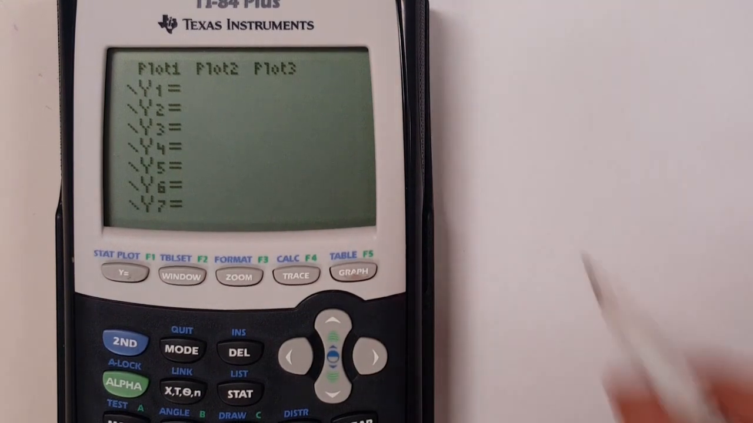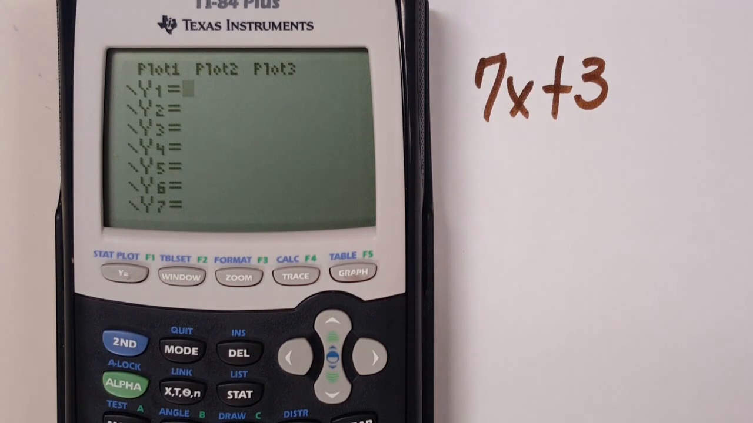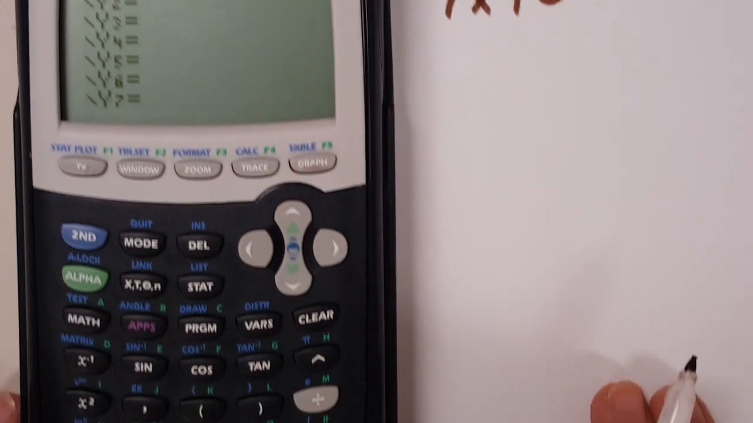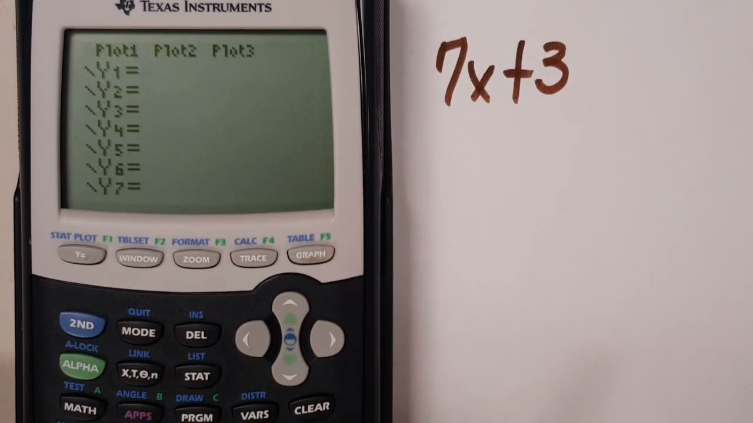I'm going to put the first part of the equation into my calculator. And if you remember, the left side was 7x plus 3. So right here, please put 7x plus 3. Not 7 multiplied. We are not using this button. We are using this x button. So 7x plus 3. Everybody should have that in their calculator.